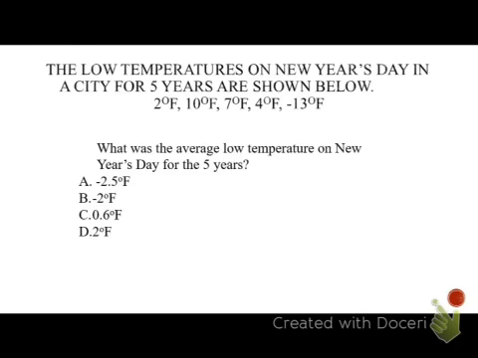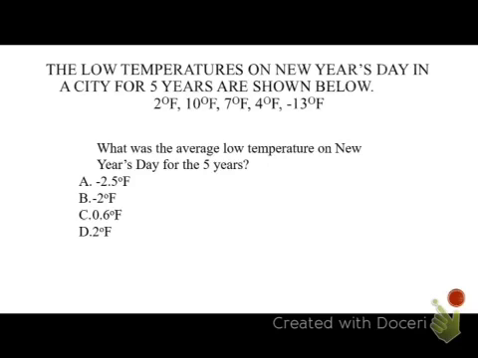Our next problem talks about the low temperatures on New Year's Day in a city for 5 years, being 2 degrees Fahrenheit, 10 degrees Fahrenheit, 7 degrees Fahrenheit, 4 degrees Fahrenheit, and negative 13 degrees Fahrenheit. We want to know, what was the average low temperature on New Year's Day for the 5 years? If we're talking about an average, you are adding up all of the totals and dividing by the total number of amounts, which in this case is 5.